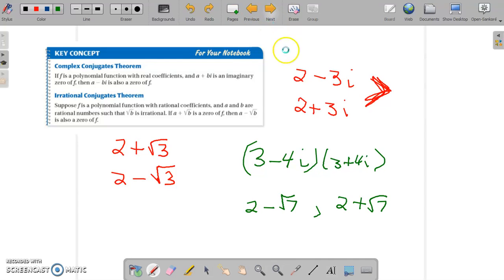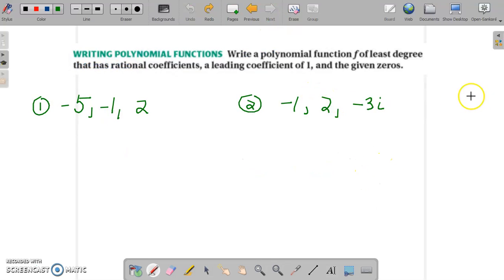Okay, so hold that thought. I'm going to show you a couple examples really quick on how we can use these ideas. Okay, these ideas with the conjugates come into play with these. You're going to have some problems in your book that are going to have you write a polynomial function of at least degree that has rational coefficients, a leading coefficient of 1, and the given zeros. So this is telling us these are our zeros.